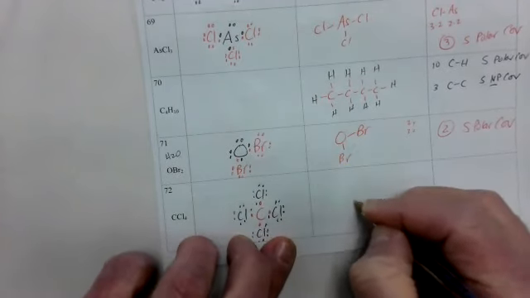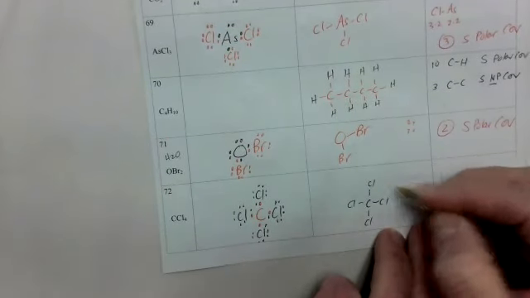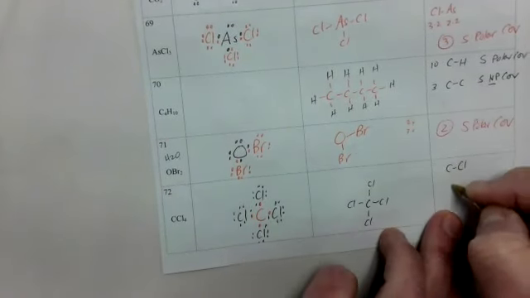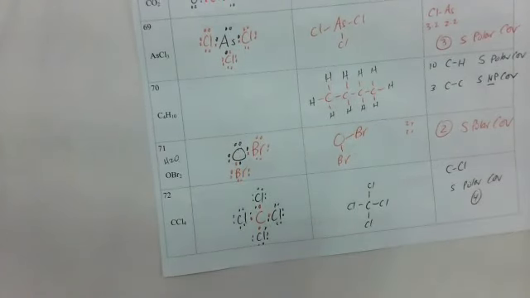This is what it does. Look how easy this is. Boom, I'm done. And the chlorine to carbon bond is going to be single polar covalent, and there's 4 of them. This was page 10 in the notes.